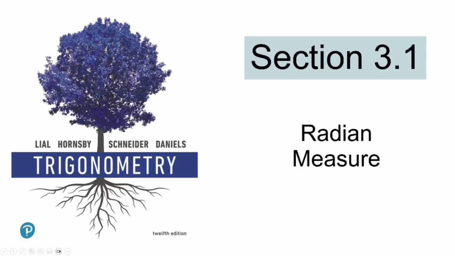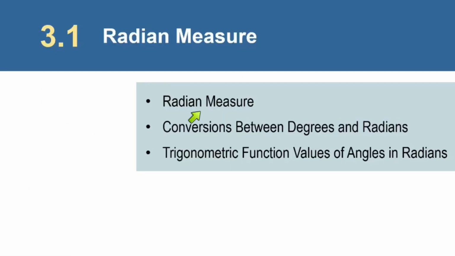Today we're in section 3.1 and we're going to be talking about radians for the first time. In this section we will learn about radian measure, so we'll get a definition for radians and we'll get a feel for how big a radian is. And we'll talk about how to convert between degrees and radians. And we'll also get just a little bit of practice evaluating trig function values of angles in radians.